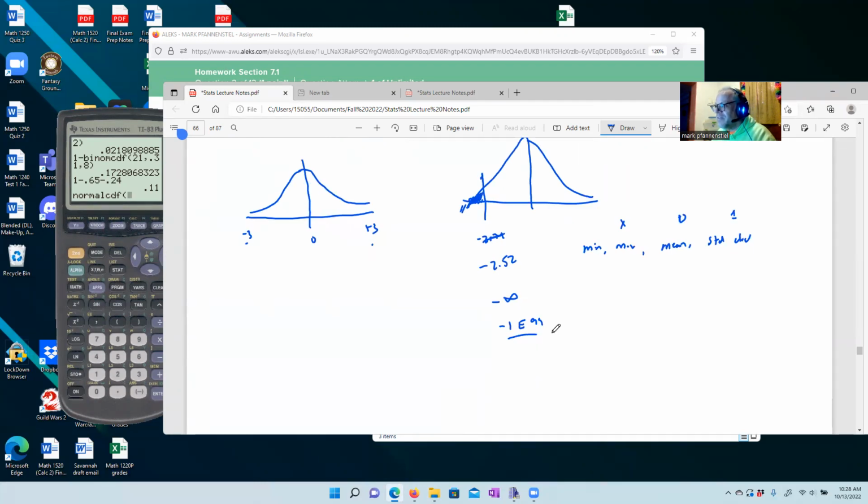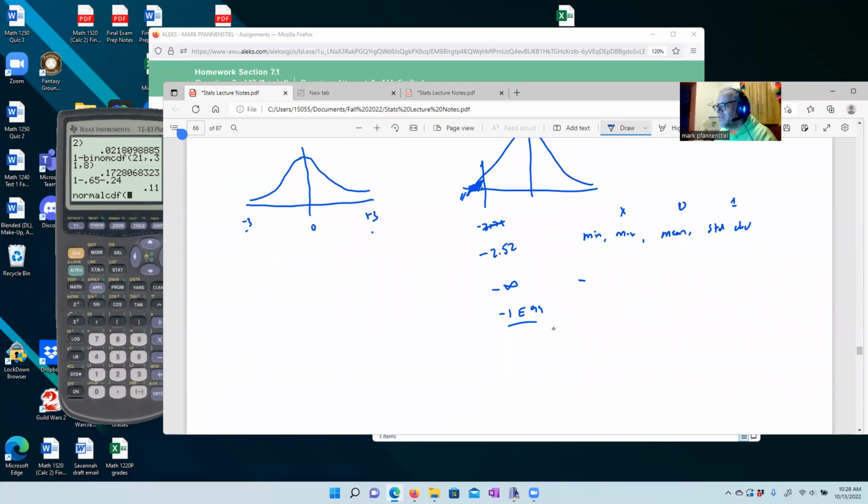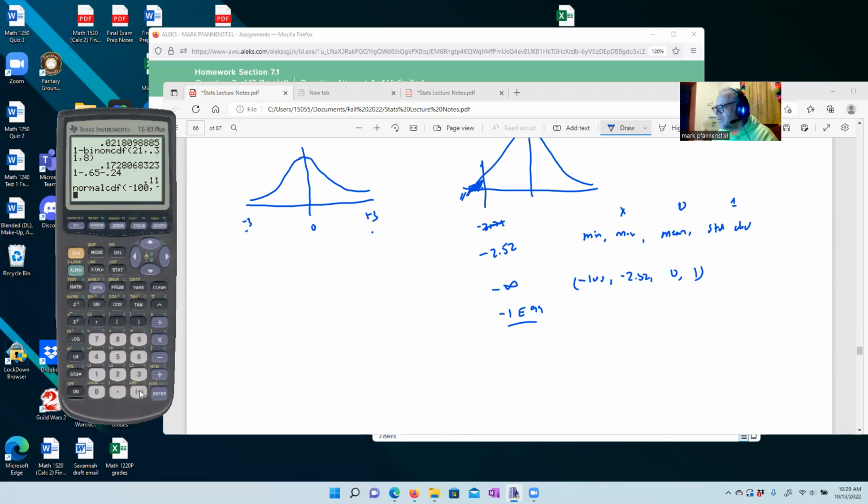So I usually abbreviate the min number. I'll usually say -100, or -10 would be fine. And then we're going up to -2.52. Our mean is 0, our standard deviation is 1. That's what we're going to type in. So we're going to say -100, comma, negative 2.52, comma, 0, comma, 1. That's our mean and standard deviation.